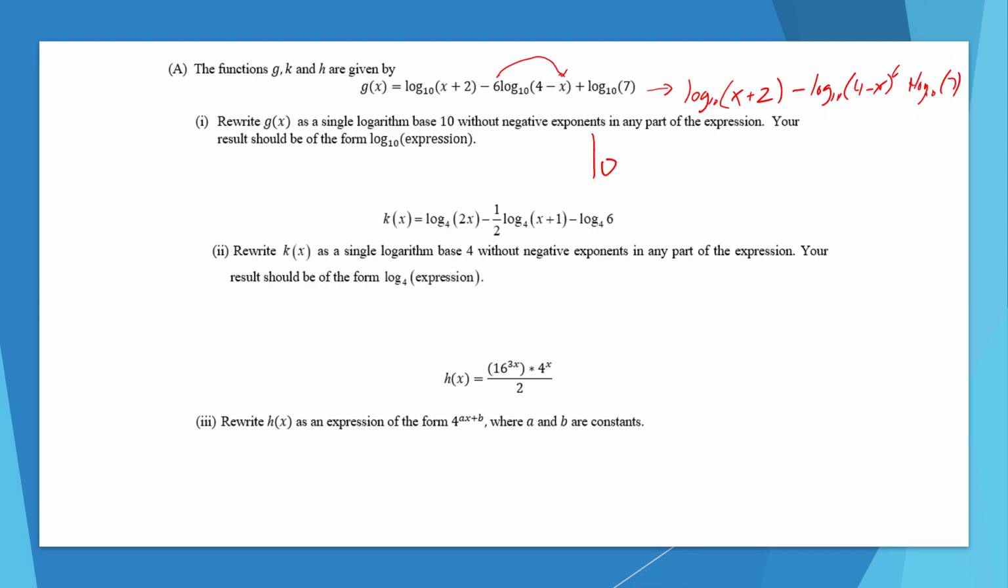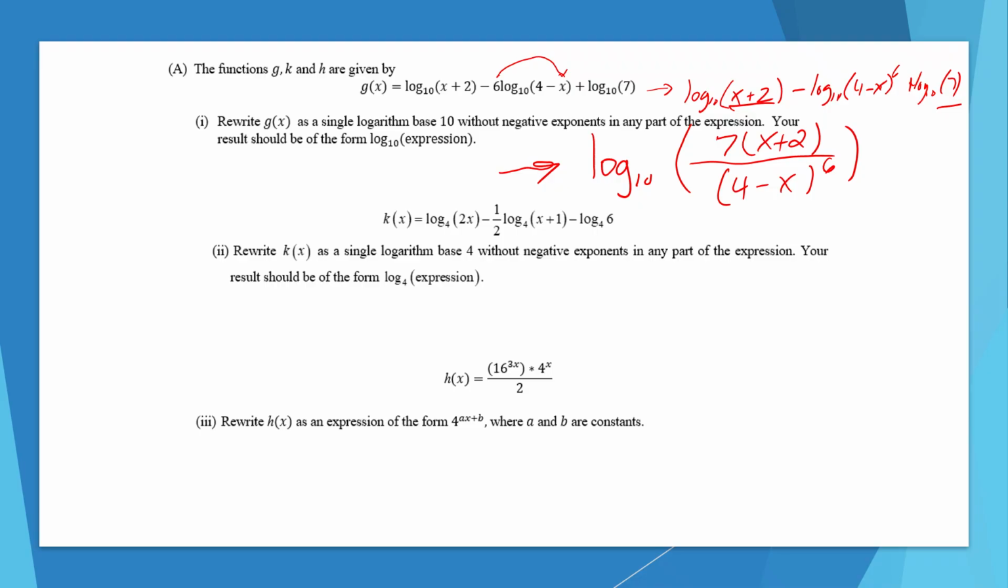Simplifying this, I'm going to then put one big log and then make a fraction. Anything with a plus sign is going to go in the numerator. So we have 7 times x plus 2. You can leave it like that or distribute if you want. But then 4 minus x to the 6 is going to go in the denominator. And this is going to be our answer, right? We're done here. No need to simplify anymore.